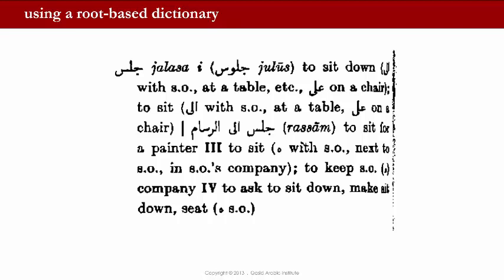And if we look down at form 3, we have here to sit with someone, next to someone, in someone's company, to keep someone company. So here you notice that form 3 has a social meaning, as we discussed before. So jalasa means to sit. Jalasa means he sat with someone.